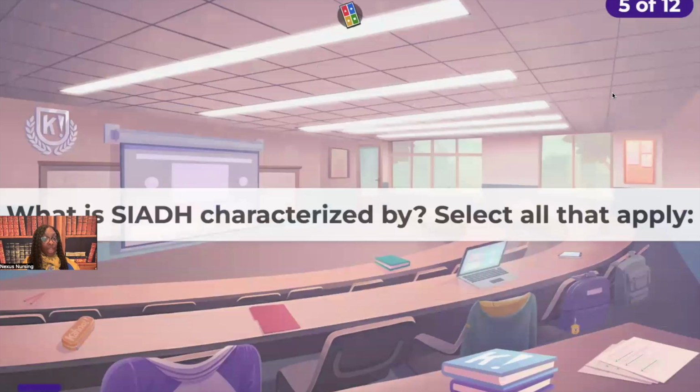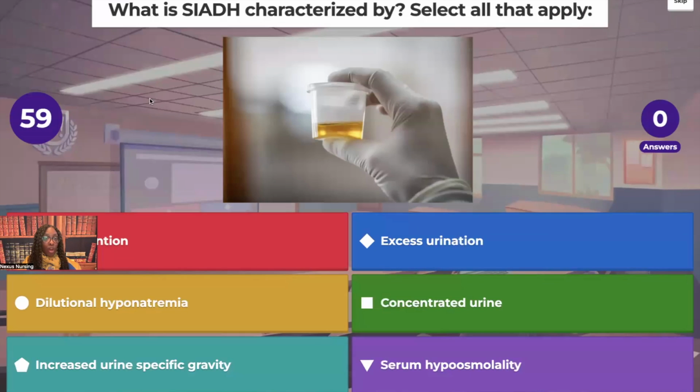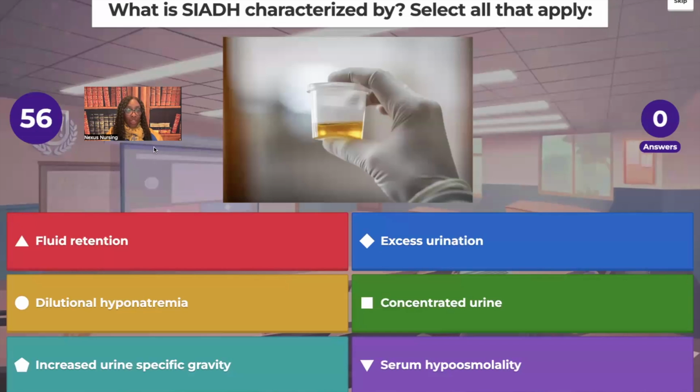All right, select all that apply. What is SIADH characterized by? Select all that apply. We're talking about SIADH. Here are your options. Fluid retention, excess urination, dilutional hyponatremia, concentrated urine, increased urine-specific gravity, serum hypoosmolality. What do you think? Select all that apply. We're talking about syndrome of inappropriate antidiuretic hormone. What are the clinical manifestations, the signs, symptoms we expect to see?